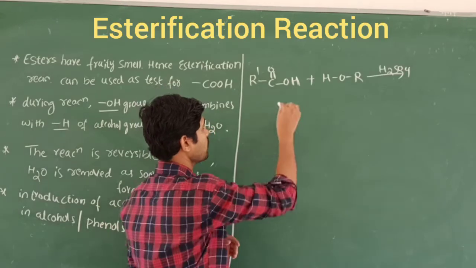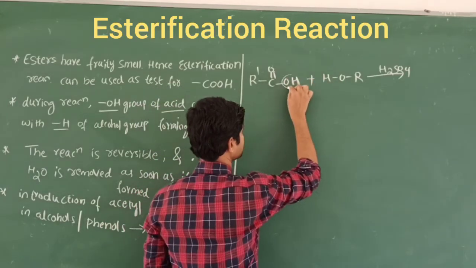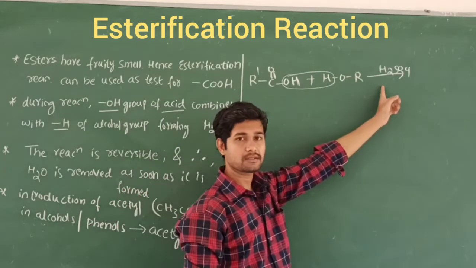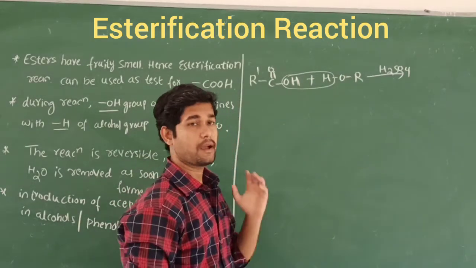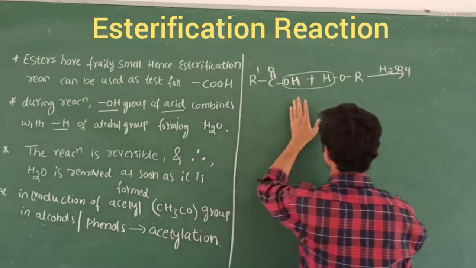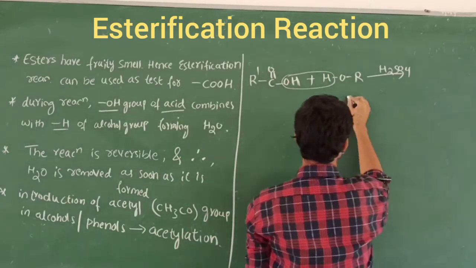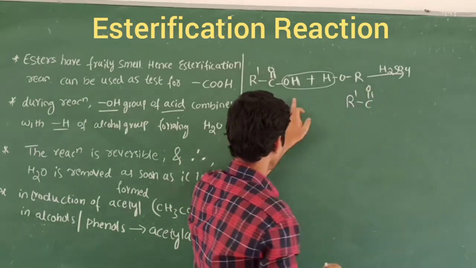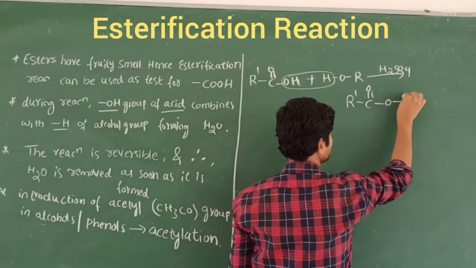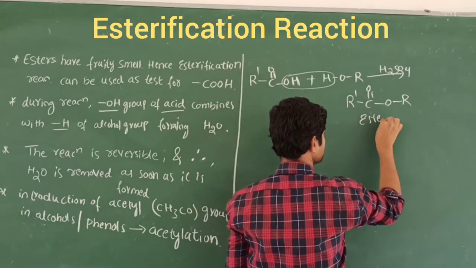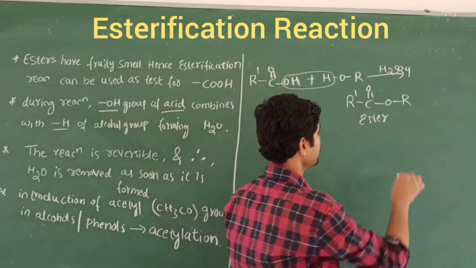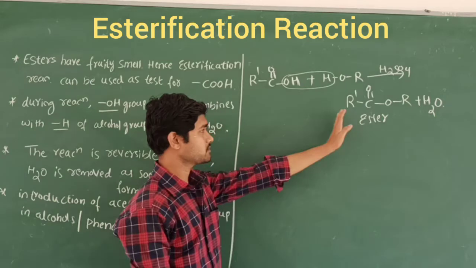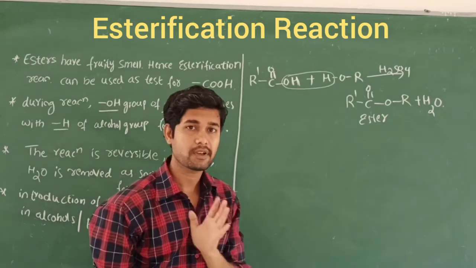So how are they going to remove the water? Like this. By removal of the water using this concentrated H2SO4, we are going to obtain the ester. What is remaining? When I remove this water molecule, what is left here? R'-C=O as it is, and next O-R. So this is called ester. And what have I removed here? I have removed the water molecule. That's why we call this type of reaction an esterification reaction.